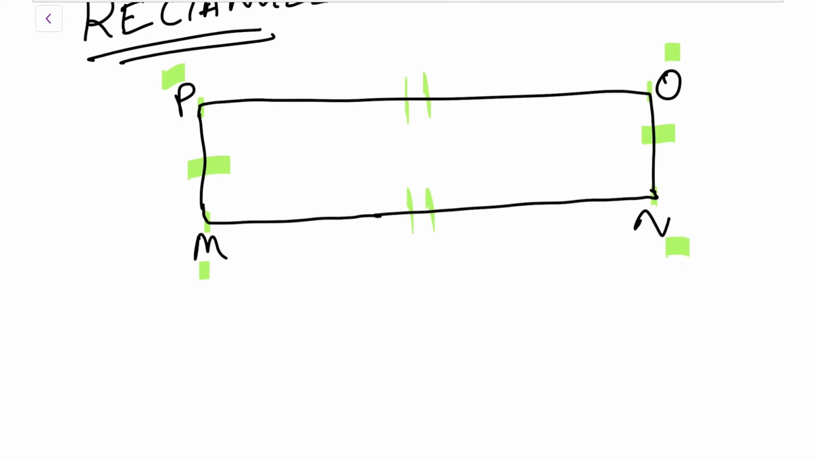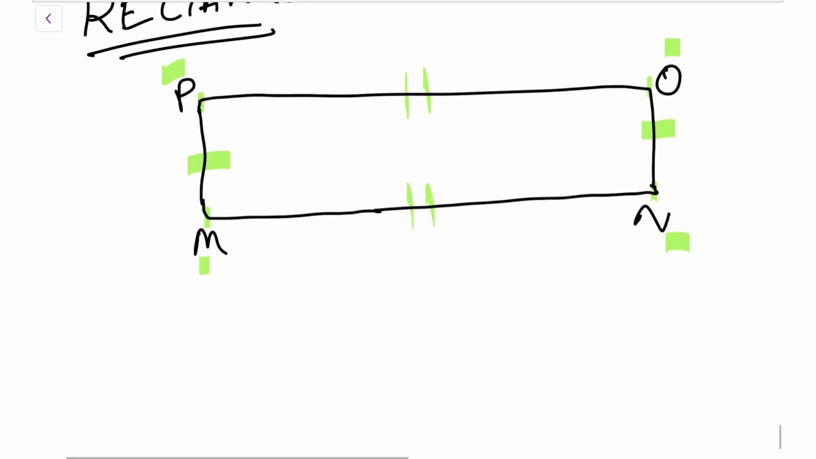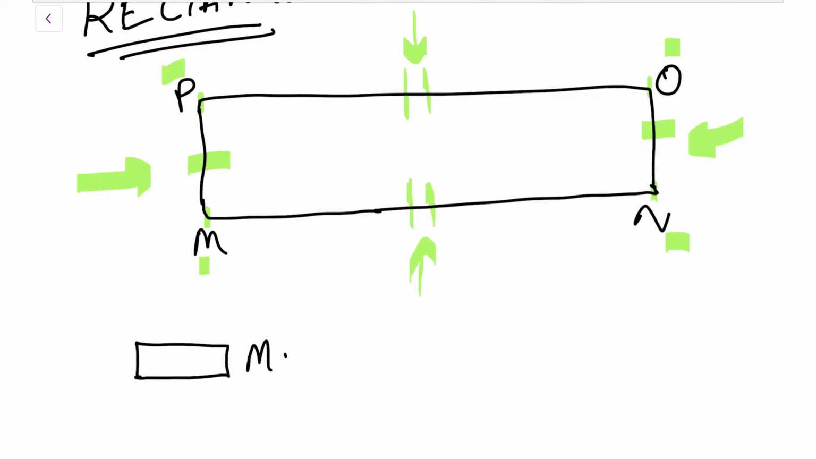Now, unlike a square, only the opposite sides are equal. Can you see the 2 green lines? MN, this side, and this side are equal, and these 2 sides are equal. Only the 2 opposite sides are equal, and the rectangle is named by 4 capital letters. How do you denote a rectangle? Just denote it like this. Draw a rectangle and MNOP, that is the name of this rectangle, and it is read as rectangle MNOP.